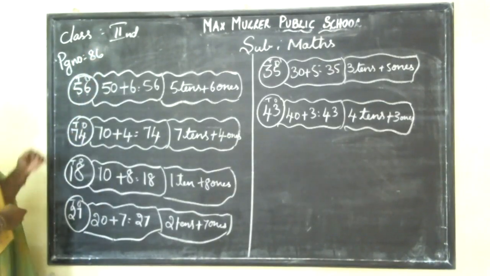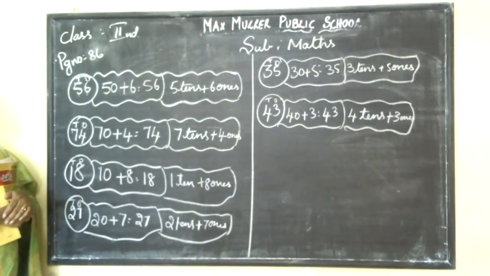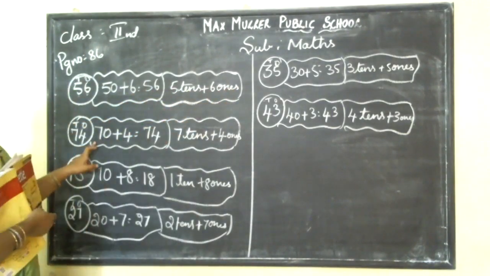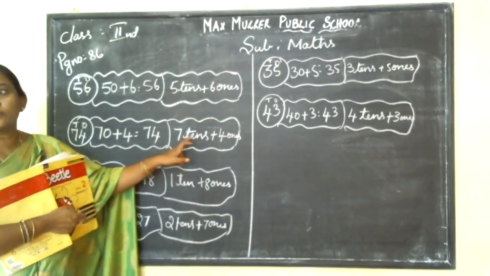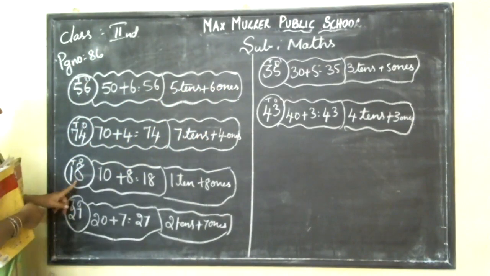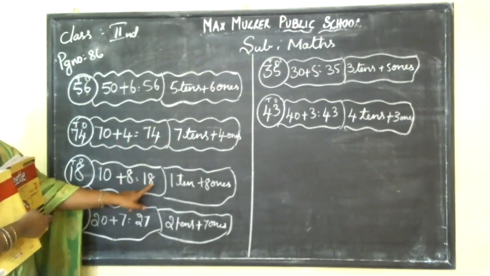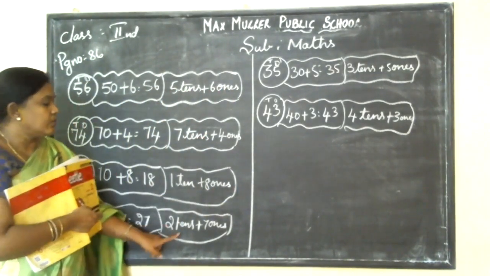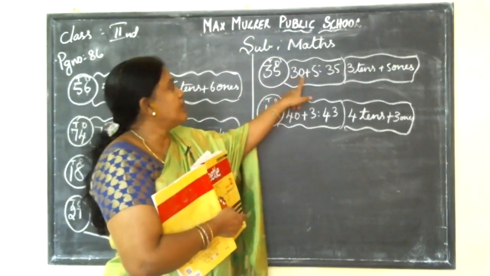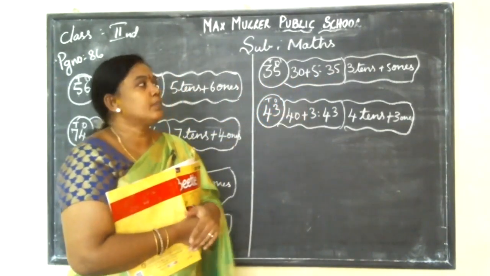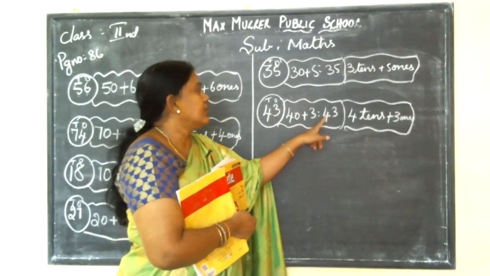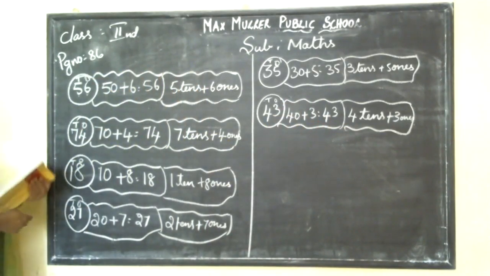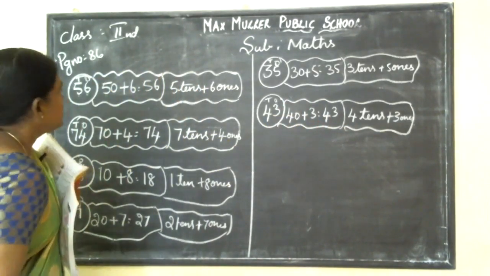This is expanded form. 50 plus 6 is equal to 56. 5 tens plus 6 ones. Here 70 plus 4, 74. 7 tens plus 4 ones. 18. 10 plus 8 is equal to 18. 1 ten plus 8 ones. 20 plus 7 is equal to 27. 2 tens plus 7 ones. Here 30. 30 plus 5 is equal to 35. 3 tens plus 5 ones. 40 plus 3 is equal to 43. 4 tens plus 3 ones. Understood, children? We'll go to the next page. Shall I rub this?